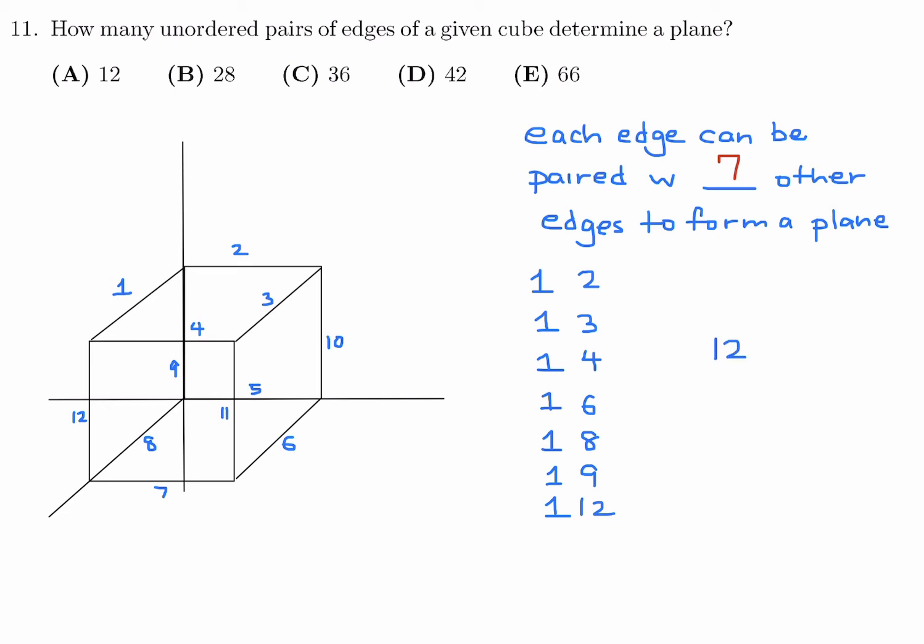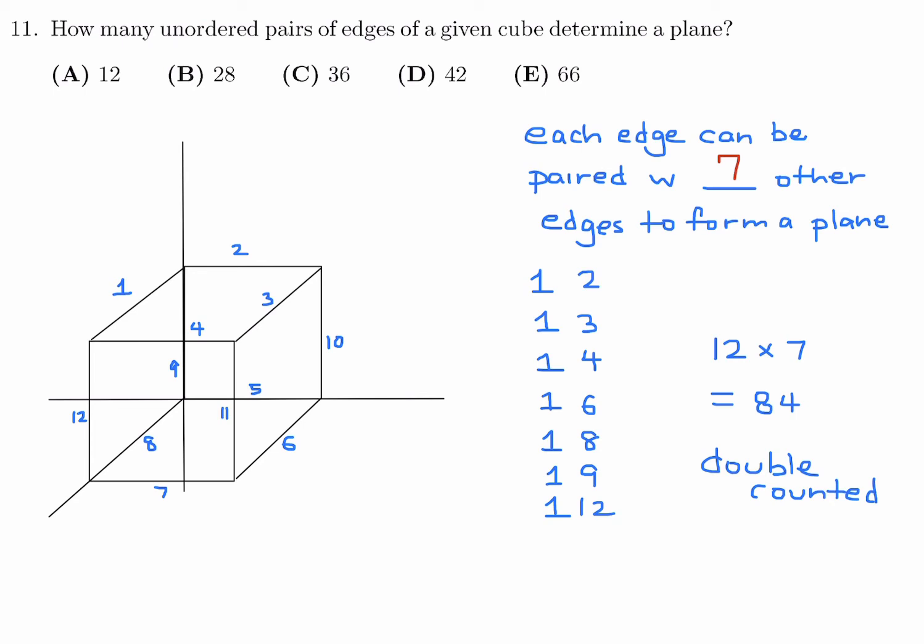So there's 12 to choose from the first edge, like I did there. And then each of them can be combined with 7 others. So the answer is 84. But that's not one of the answer choices. And that's a good thing, because you might circle it and move on. The reason is because we've double counted.